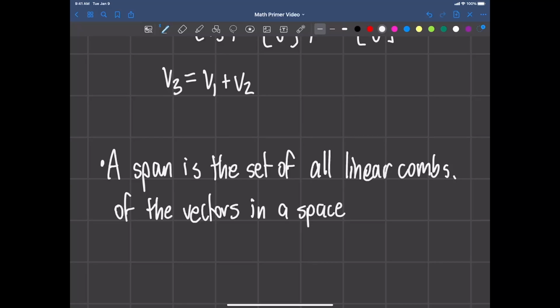So, you can think about this. What is the span of a single vector? What about two vectors? What if the vectors are pointing in the same direction? And what is the span of the zero vector? Just a few questions to think about.